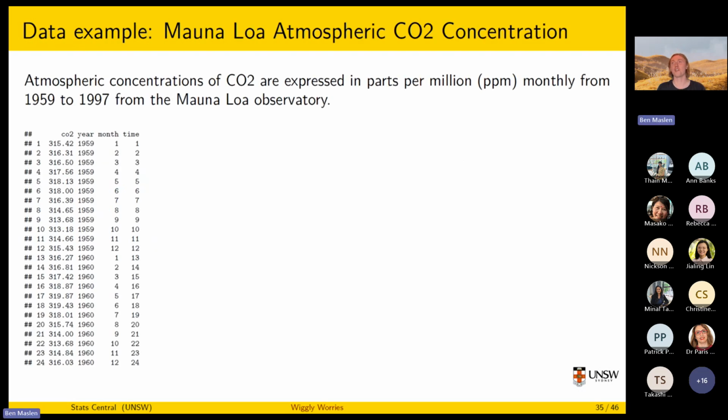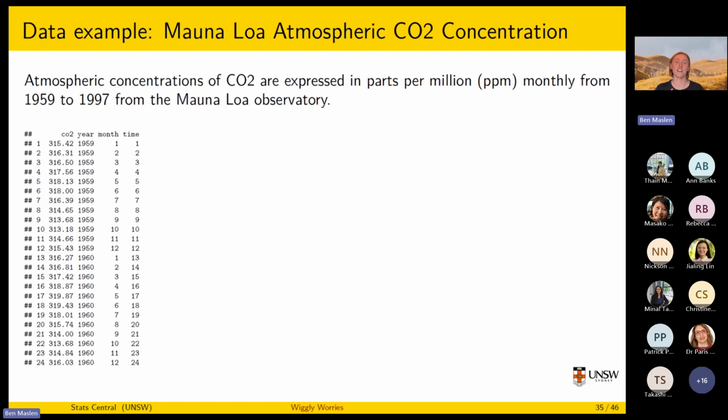All right. So we've talked a lot about GAMs and what GAMs can do. So let's try and use a GAM for a real life data example and see how we go at capturing a real life trend.